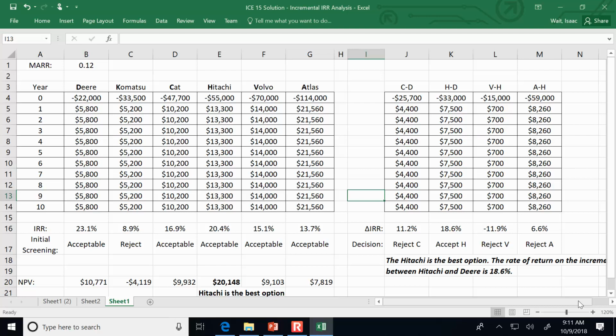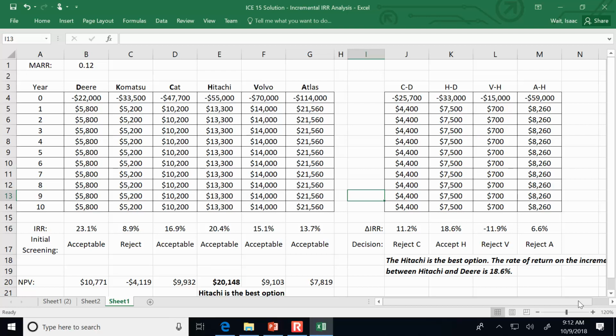Okay, so the first incremental is going to be the Cat minus the Deere. And so the incremental cost, $25,700. The incremental addition in revenue, $4,400. So the incremental internal rate of return is less than 12%. It's only 11.2. So that tells us it's not worth spending the extra amount to get the Cat. So Deere is still the champion at this point. It's the best option that we've got.